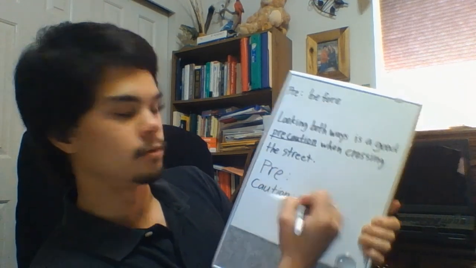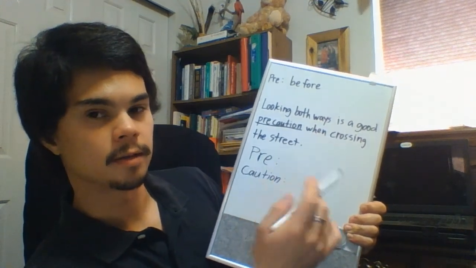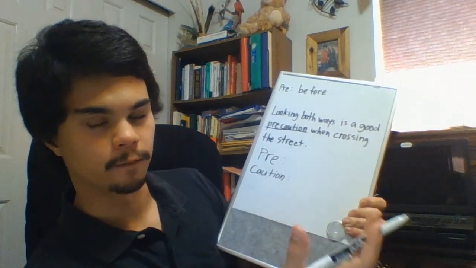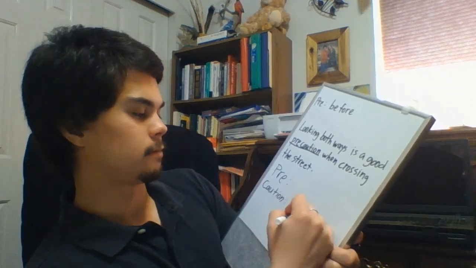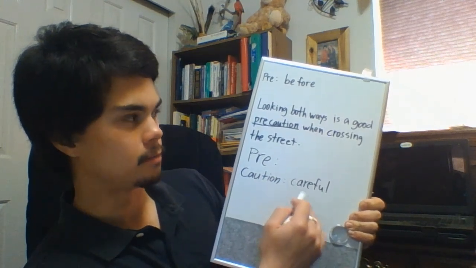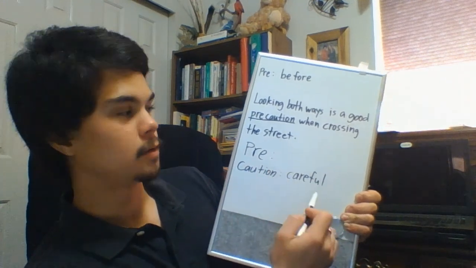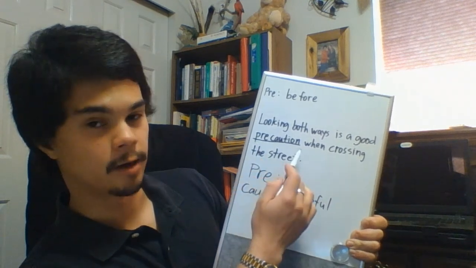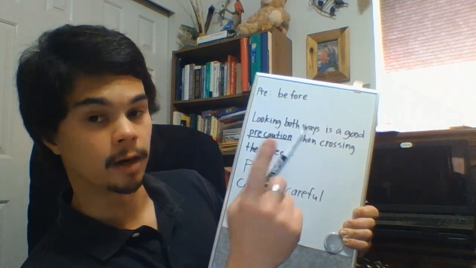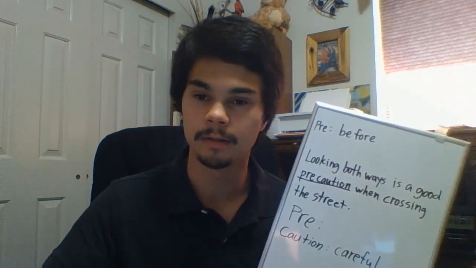Now again, if you do not know what caution is, look it up in the dictionary or on the internet. But caution means care or safety or a way to be careful. So I'm going to write careful here. Okay, so pre meaning before and caution meaning careful would mean being careful before. So looking both ways is a good precaution when crossing the street. You look both ways before you cross the street. You be careful before doing something. That's what precaution would mean.